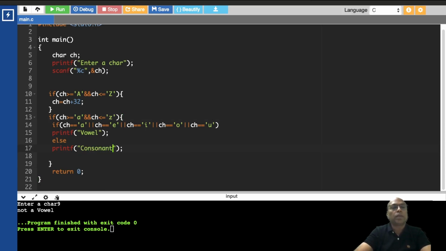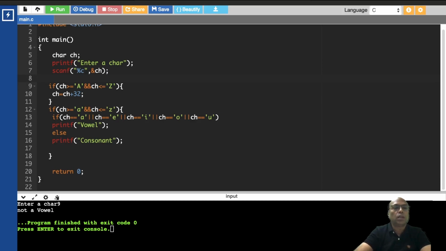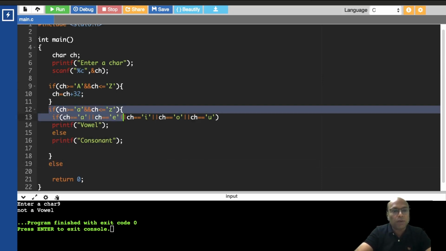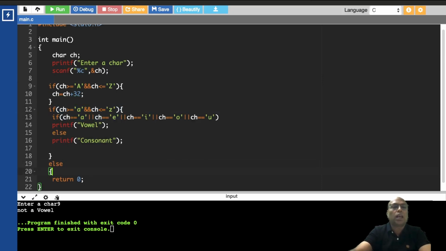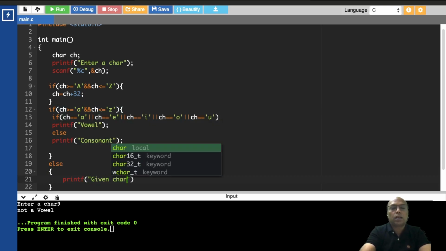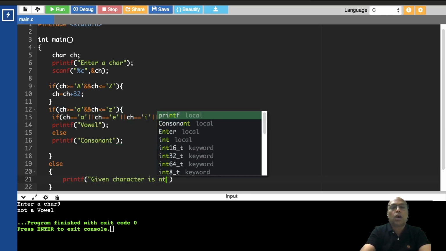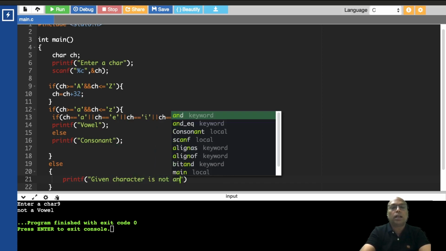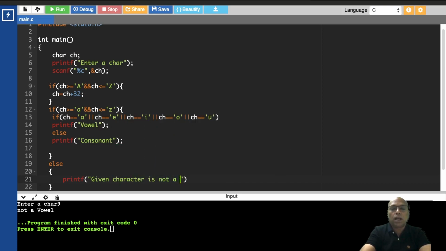Right? Now, if not what? See, I am putting in another else here. Okay, I am putting in another else for you. This else is part of this if, which is going to say printf, the given character is not an alphabet.